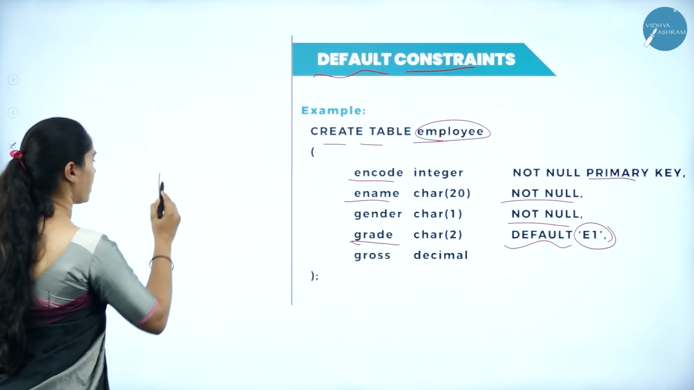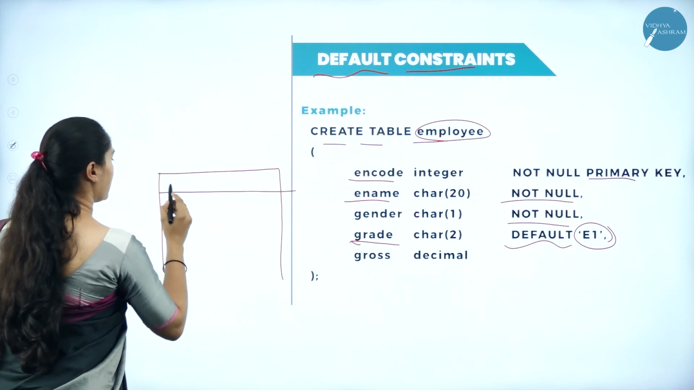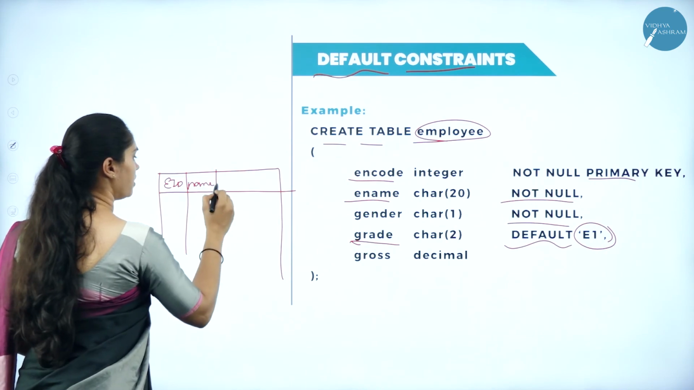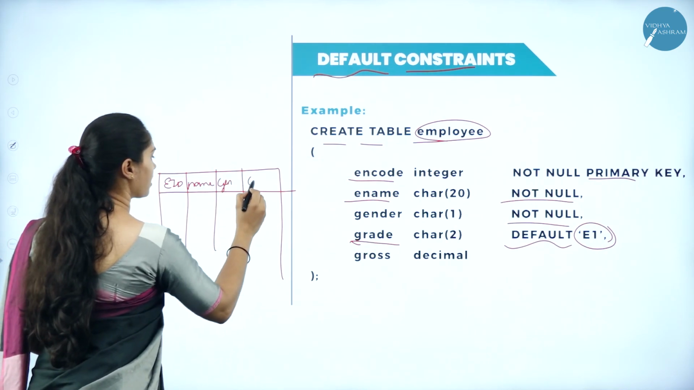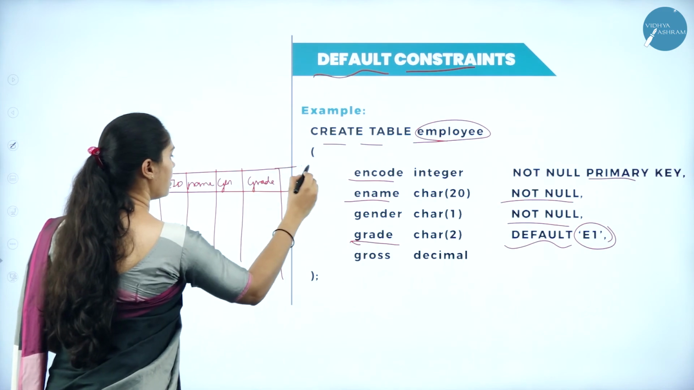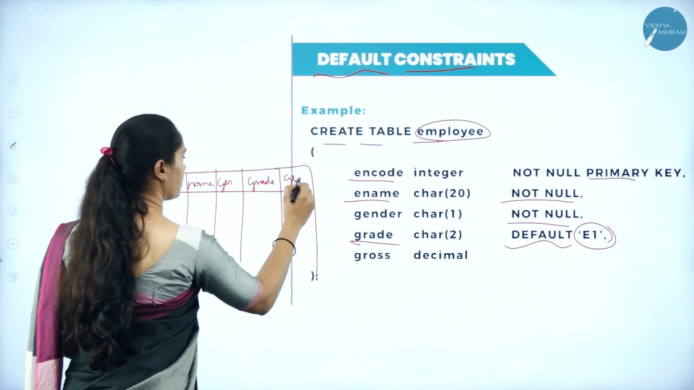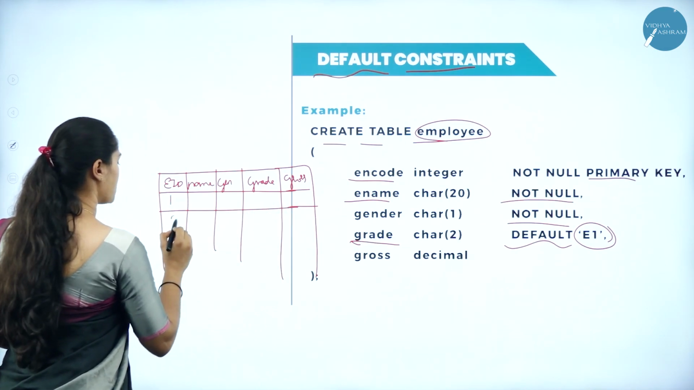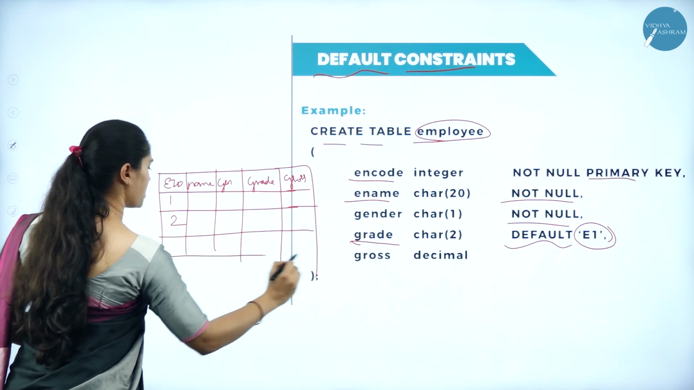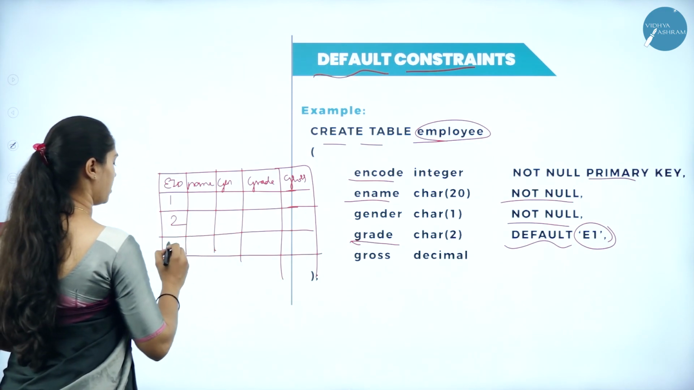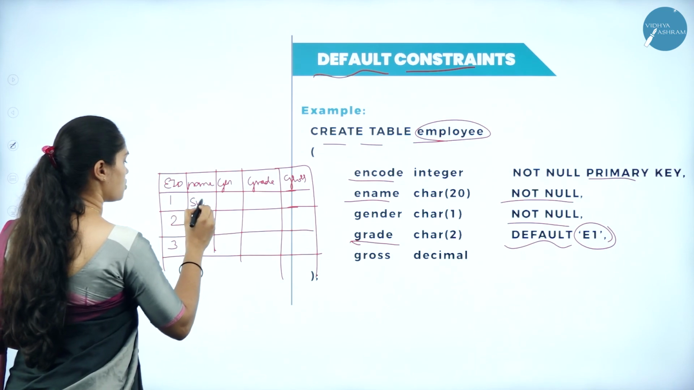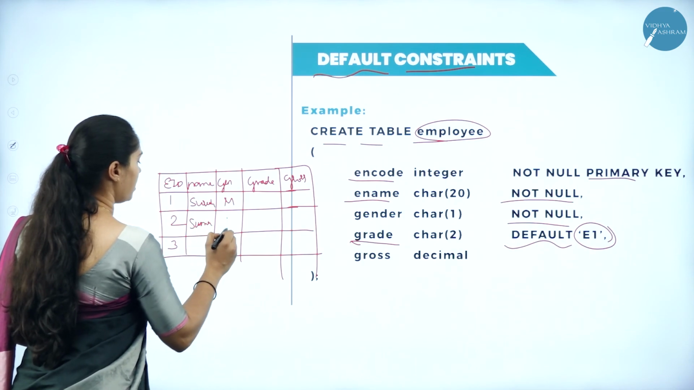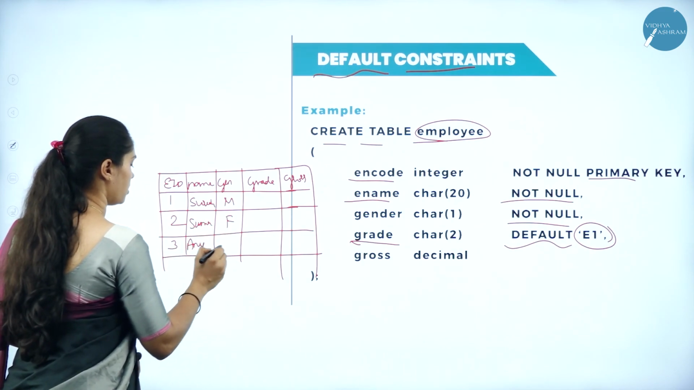Let me write here. Consider this as an employee table, and that includes employee ID, employee name, their gender, and we have the grade, right? And at last we have a gross salary. So what is the employee ID? It must be a primary key, it must be unique, and I can't leave a blank space for the name as well as the gender. So consider this as Suresh, gender male, and Suma female, and Anu female.